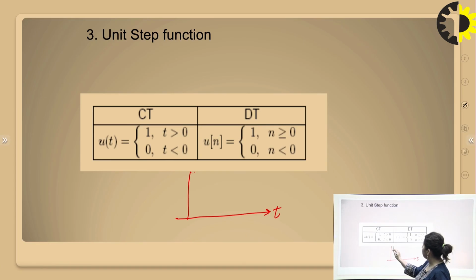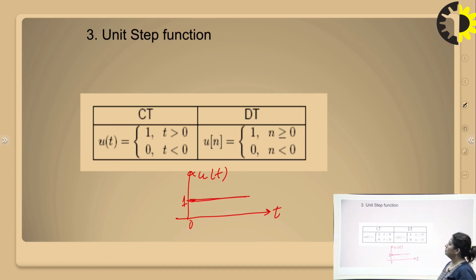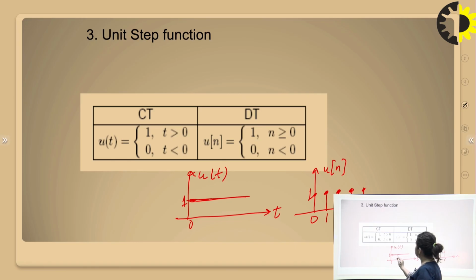So you can define u(t) like this, it is always constant from 0 to 1, and similarly for discrete time it has a value of 1 at every point. This is u(n) versus n, and because it is for discrete time, 0, 1, 2, 3, 4, 5, and this is for continuous time, it is like this.